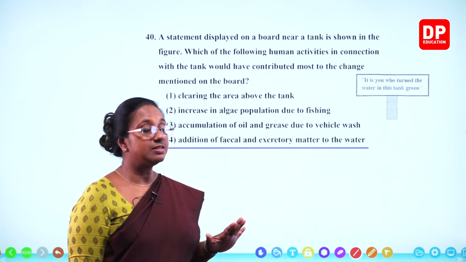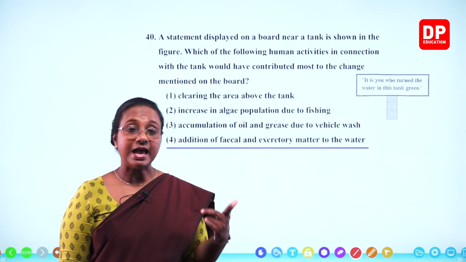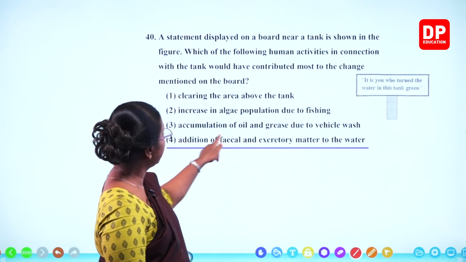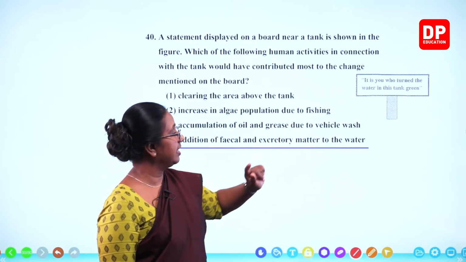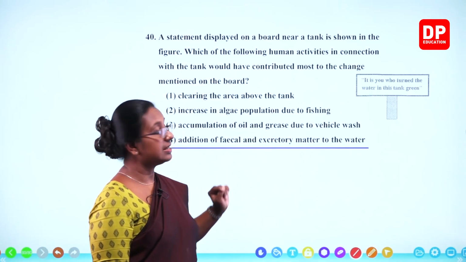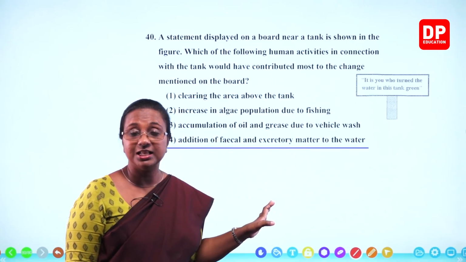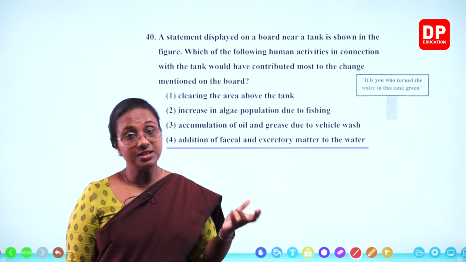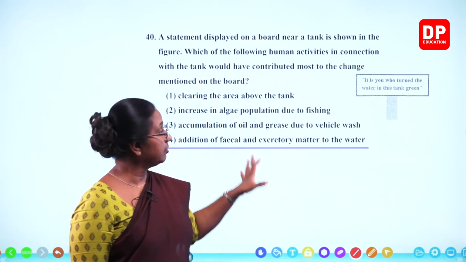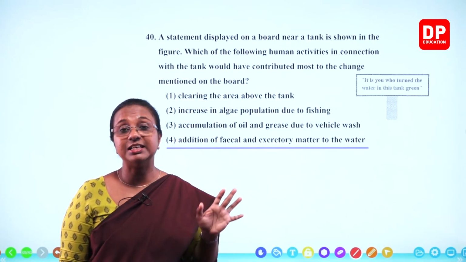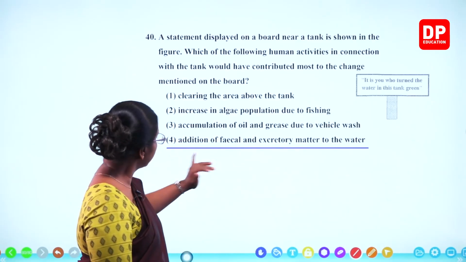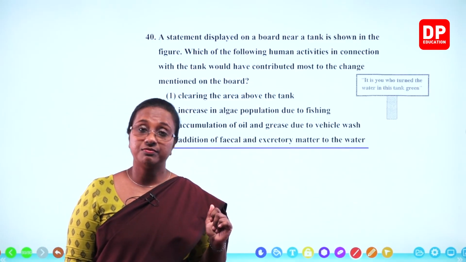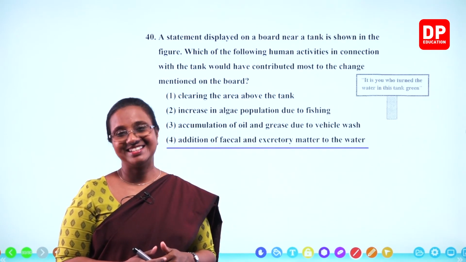So, those are the reasons: industrial waste, agrochemicals, fecal matter and detergents. But here they have said oil and grease. Although it says vehicle wash, the substances added are oil and grease. That is why we are not selecting the third answer. If they had said detergents are added to the water, yes. So, that is why you have to read all the answers and select the most suitable answer. For the 40th question, addition of fecal and excretory matter to the water gives rise to eutrophication. I am sure you all can understand that.